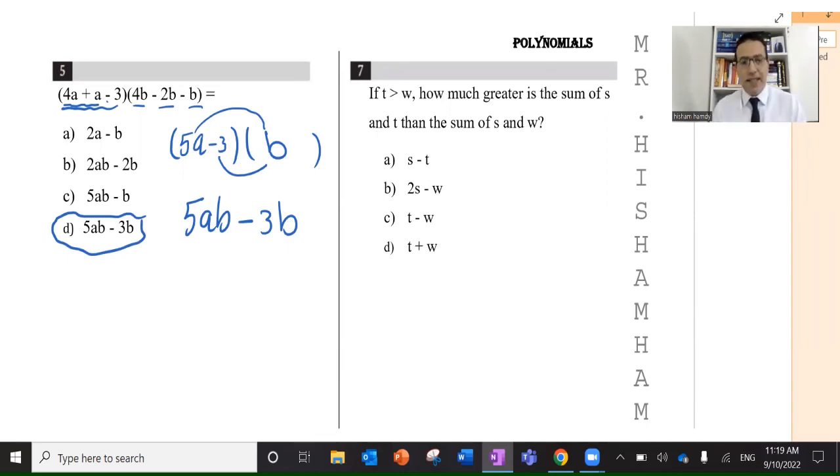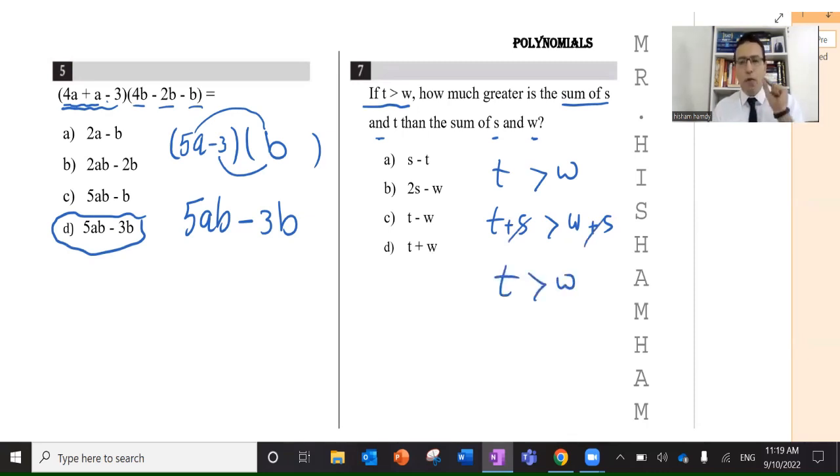Question number 7, it says that T is greater than W. How much greater is the sum of S and T than the sum of S and W? We know that T is greater than W. If we add S to the left and we add S to the right, it's going to be the same. So the question is, how much greater is T than W? The difference between any two numbers is T minus W. How much greater 5 is than 3? It's 5 minus 3. How much greater my age than your age? Is my age minus your age.